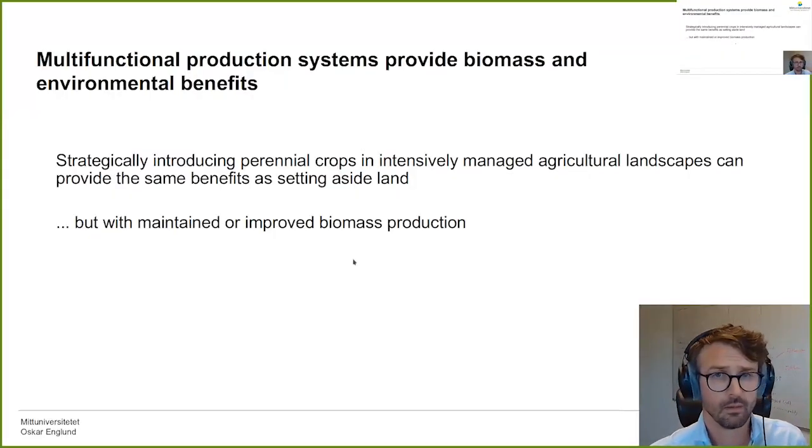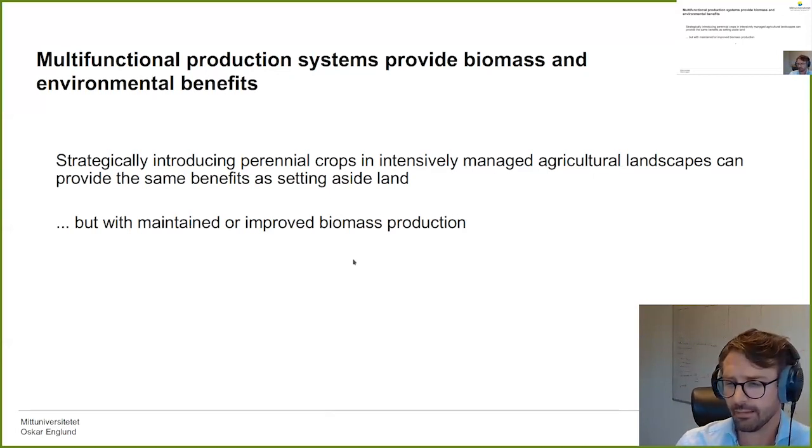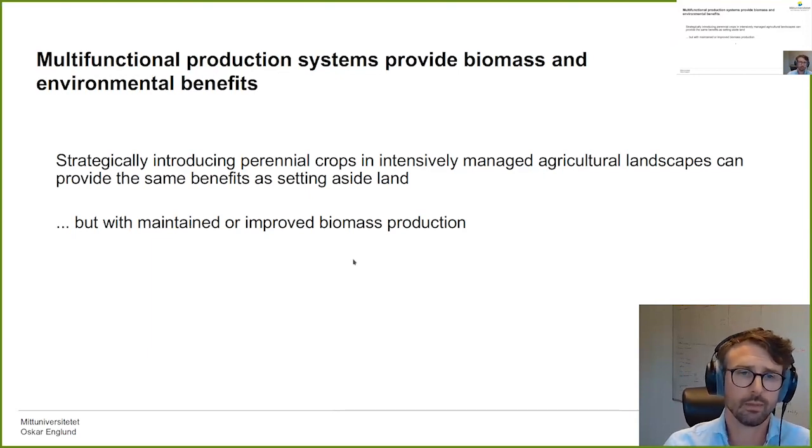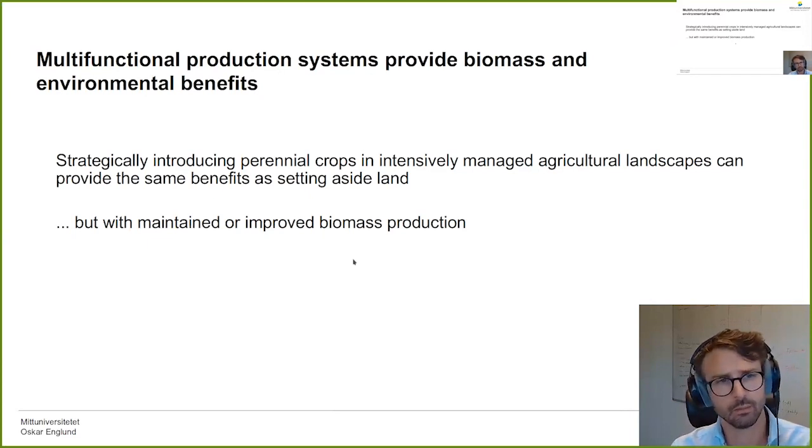One way of addressing this problem is to focus more on multifunctional production systems. And these are production systems that provide not only biomass, but also environmental benefits in the process. And one way of doing that is to strategically introduce perennial crops in intensively managed agricultural landscapes. If we do this in a clever way, we can provide the same environmental benefits as setting aside land, but we can maintain the biomass production in the landscape.